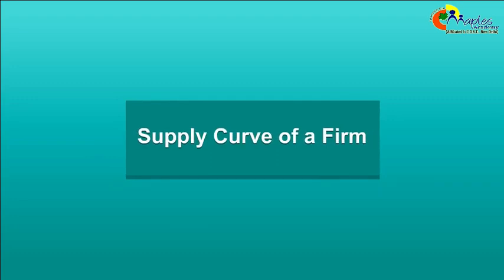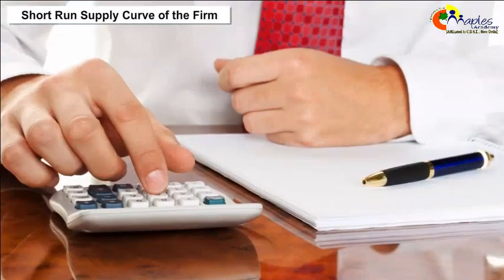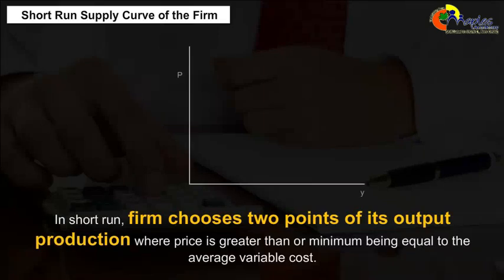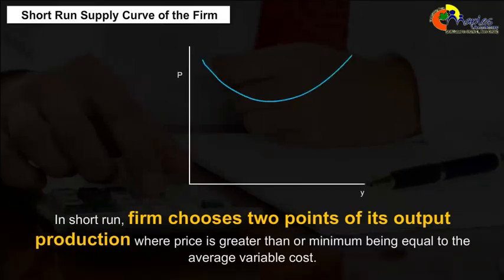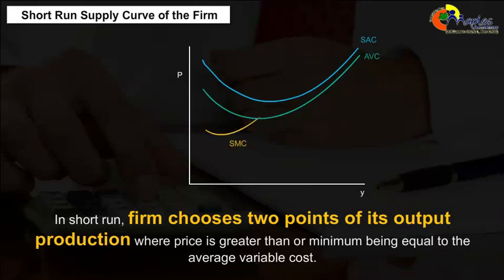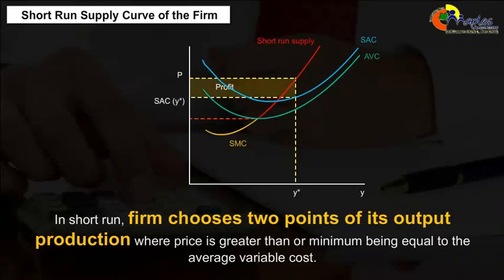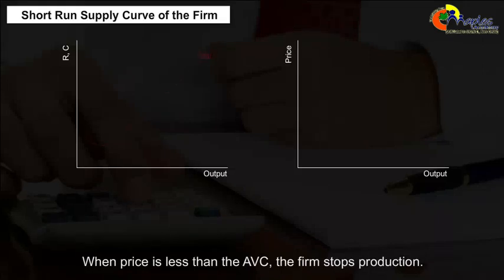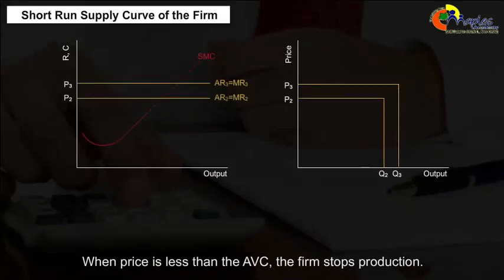Supply curve of a firm. Short-run supply curve of the firm. In the short run, the firm chooses the points of its output production where price is greater than or, at minimum, equal to the average variable cost. When price is less than the AVC, the firm stops production.